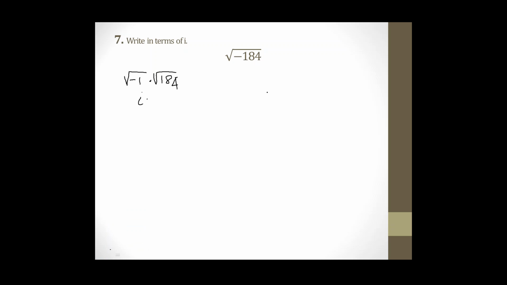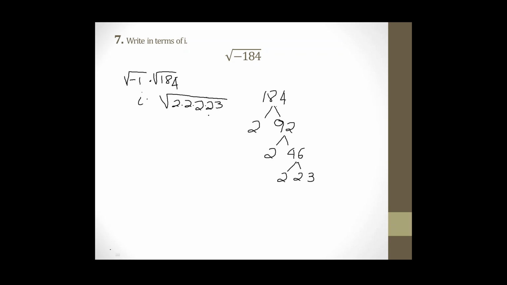184. Okay, so now I'm going to break down 184, and I know it's divisible by 2. When you're not sure which numbers to use, if it's even, 2 will always work. So 2 goes into 184 92 times. I'm going to break down 92 into 2 and 46, and 46 is 2 and 23. So now I have that 184 is 2 times 2 times 2 times 23.